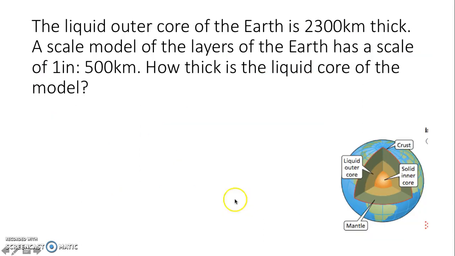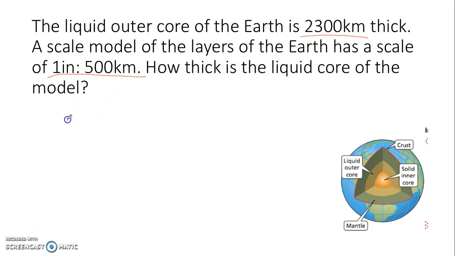Now let's take a look at a scale model example. They're very, very similar. The liquid outer core of the Earth is 2,300 kilometers thick. A scale model of the layers of the Earth is a scale of 1 inch to 500 kilometers. How thick is the outer liquid core of the model? Once again, we want to write down what we know. We know that the outer core is 2,300 kilometers thick, and we know the scale is 1 inch to 500 kilometers. We want to know how thick the model is.